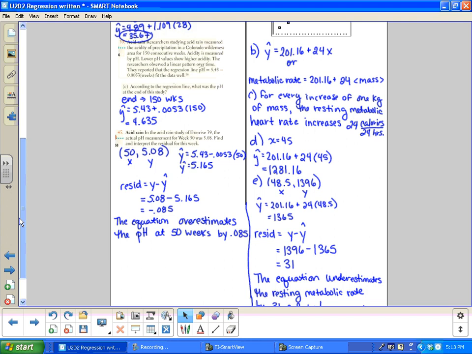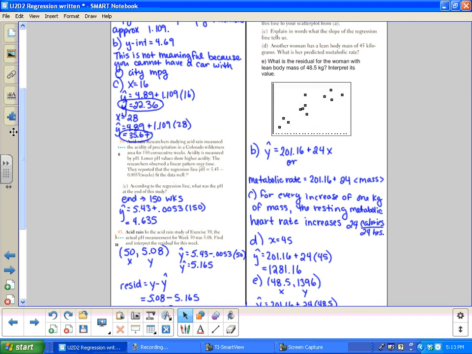Here they want you to calculate this residual. I had a lot of students who had a hard time with calculating residuals. So make sure you get the y that you're given. You predict y given x, that's your y hat, plug it into the equation, and you subtract the 2. And here it's negative, so my equation overestimates it because the line is going to be above my point.